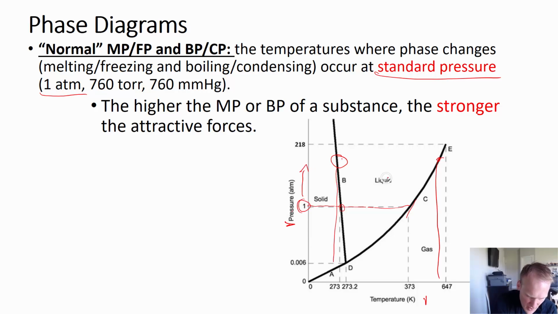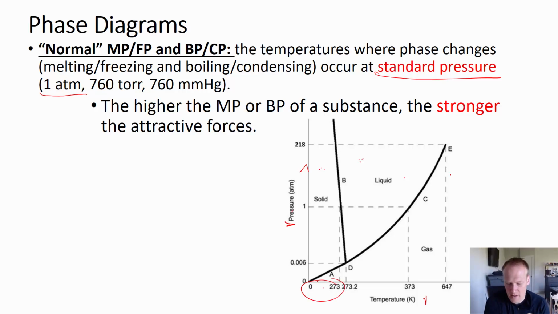All right? Understand that the ones you work with a lot of times are going to be unlabeled, and you're going to try to pick out some of these pieces and parts. Notice the solid to liquid barrier and the liquid to gas barrier will always be in this orientation. Solid will always be at the coolest temperature. That makes sense, right? And then gas will always be at the highest temperatures.